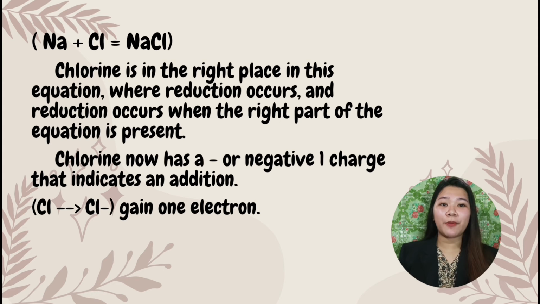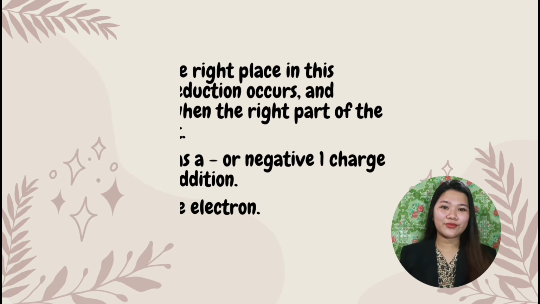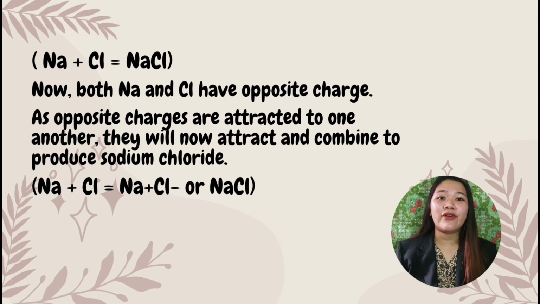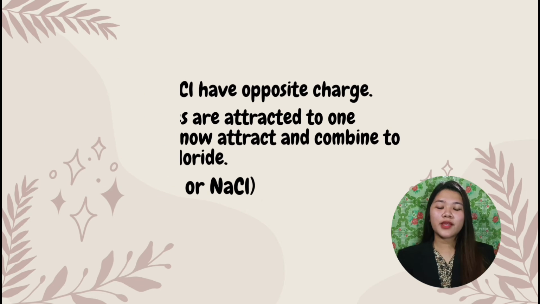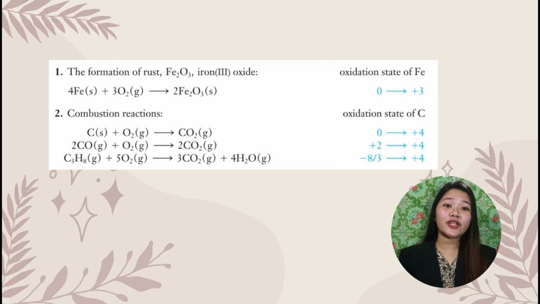Reduction happens at the right part of the equation, and in this case, chlorine is located at the right part, and this is the element that will gain the lost electron from sodium. Chlorine now has a negative or -1 charge, which indicates an addition. Now that both Na and Cl have opposite charges, they will attract and form the sodium chloride, as we know that opposite charges attract. As we are done discussing the oxidation-reduction reaction, you can now look for other examples like the ones shown in this picture.